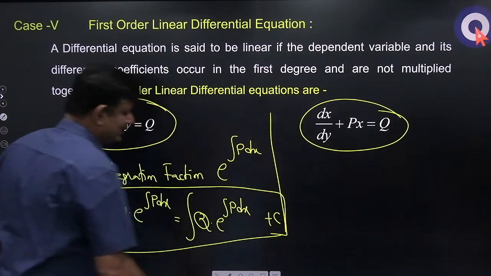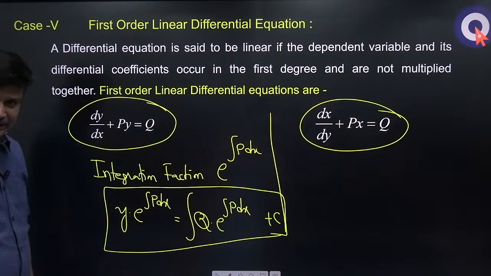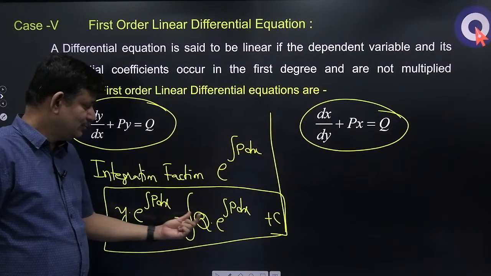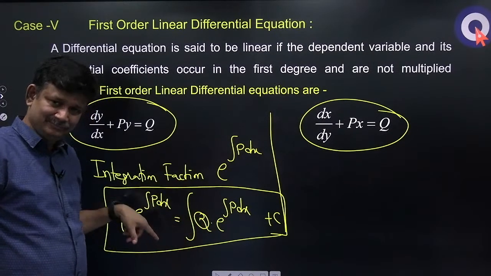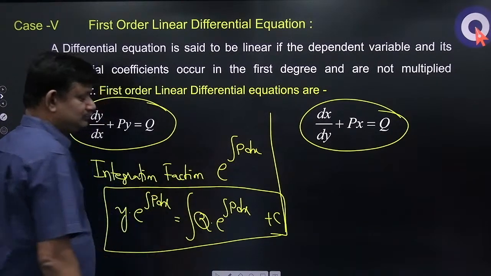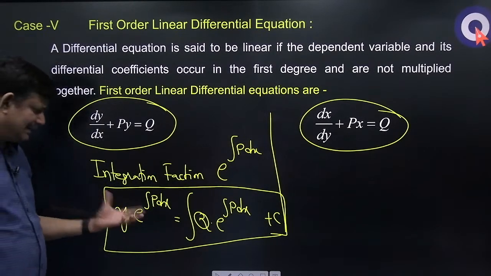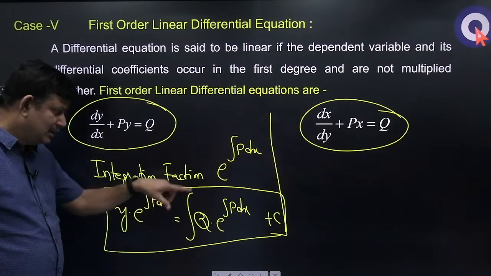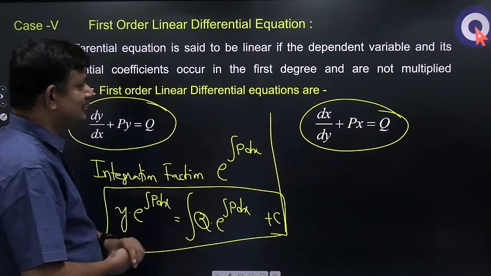Directly, by identifying the integrating factor, what will be your solution? y into integrating factor is equal to the integral of q into integrating factor. You will be integrating it again, plus c. Okay? So what will be the solution? y into integrating factor is equal to integral of q into integrating factor plus c. That will be the solution.